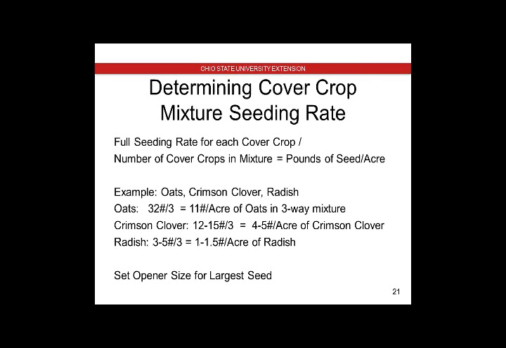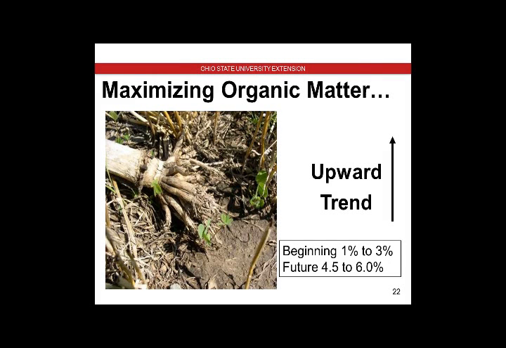And here's the formula that we're going to use if you're going to put in a mixture. Just take the full seeding rate for each cover crop and divide that by the number of cover crops that you have in the mixture. So this is an oat, crimson clover, radish. If you take the full rate and divide it by 3, that will give you about the mixture that you need per acre. And if you're going to do this in a mixture, set that opening size for that largest seed. We're trying to maximize organic matter.